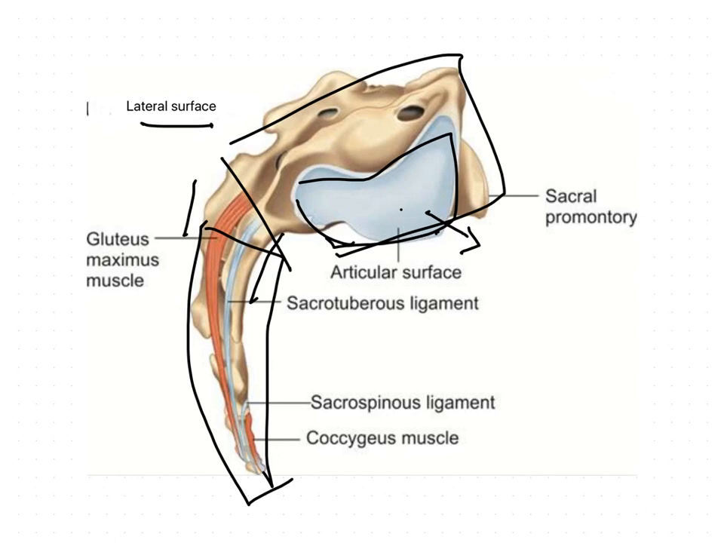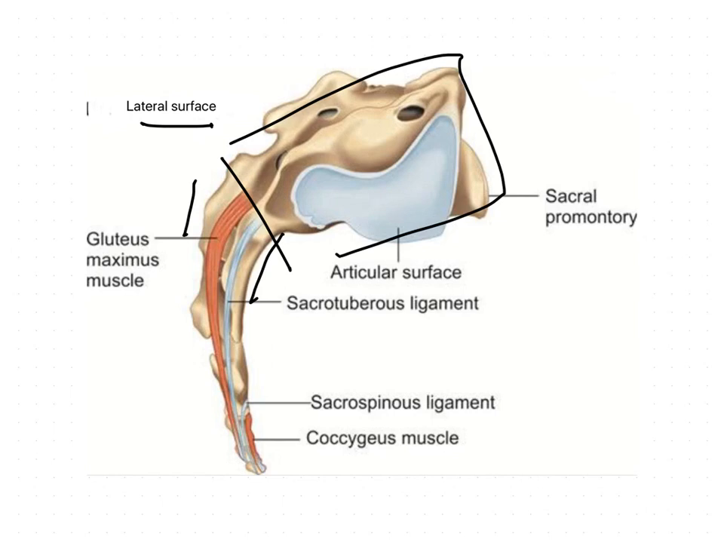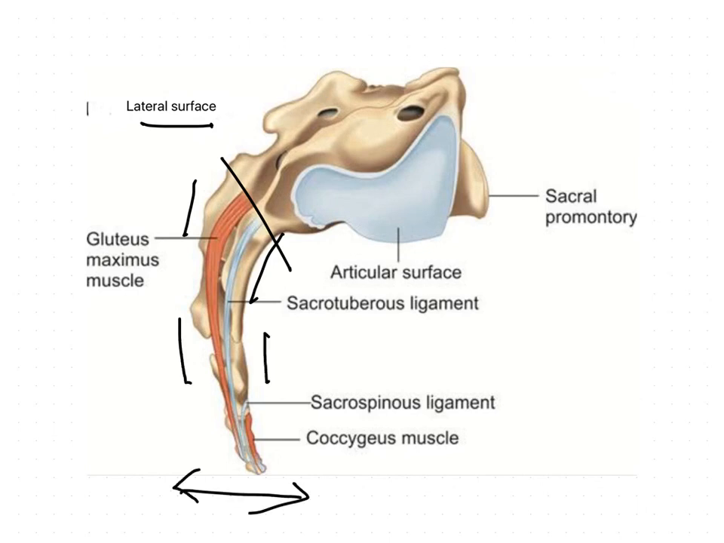Attachments on the lateral aspect of the sacrum. The lateral aspect of the sacrum gives attachments from behind to forwards. That means this one is behind and this one is forward. So behind to forward, what are the attachments? One is the gluteus maximus muscle. More posteriorly, that is gluteus maximus.